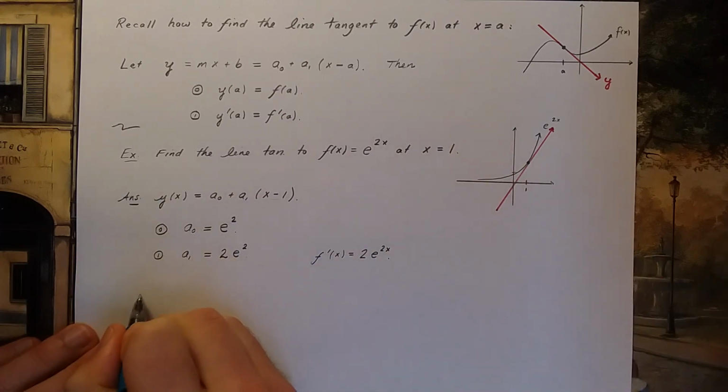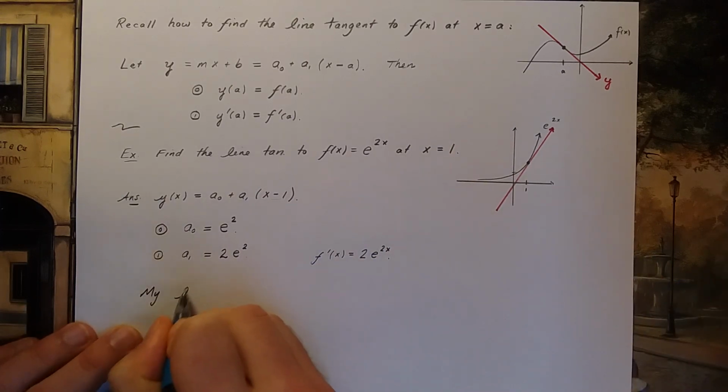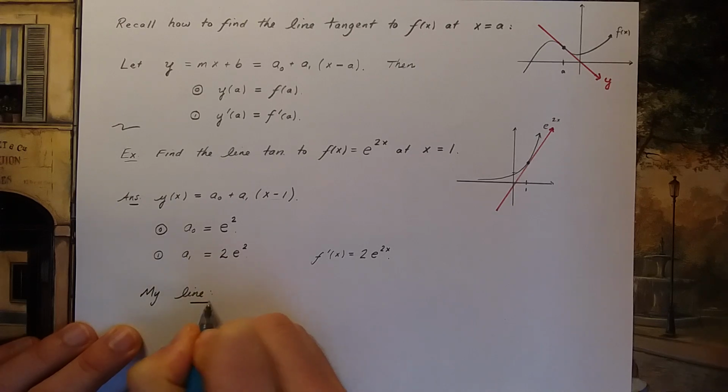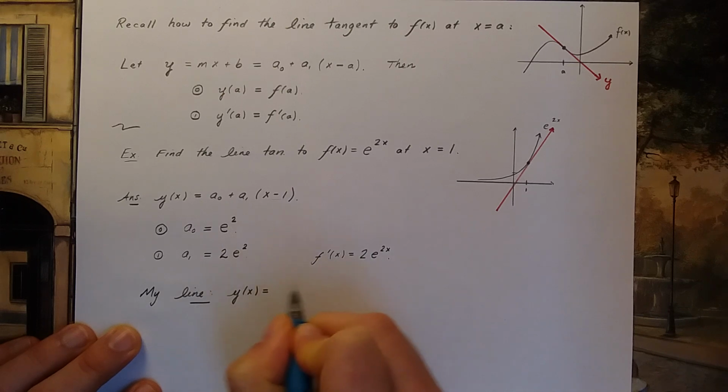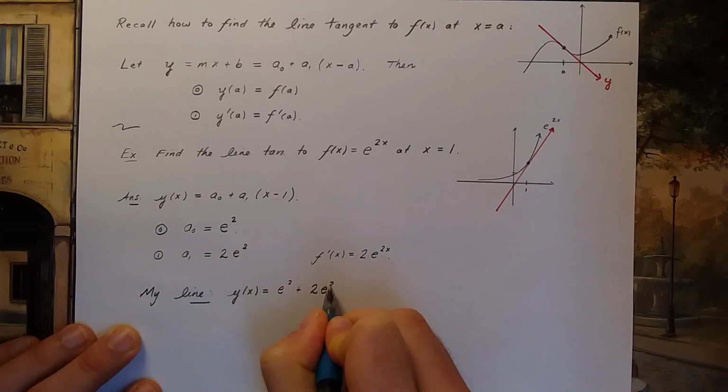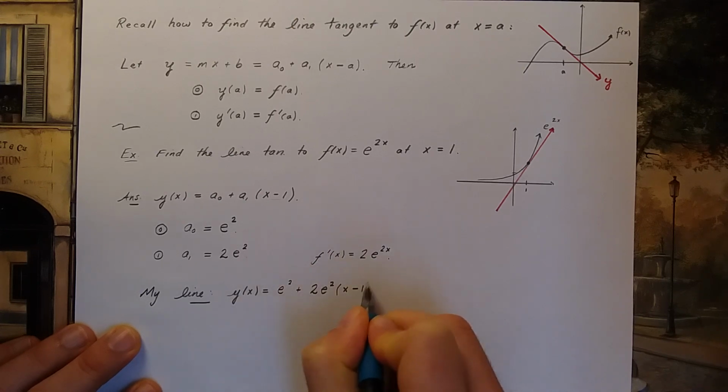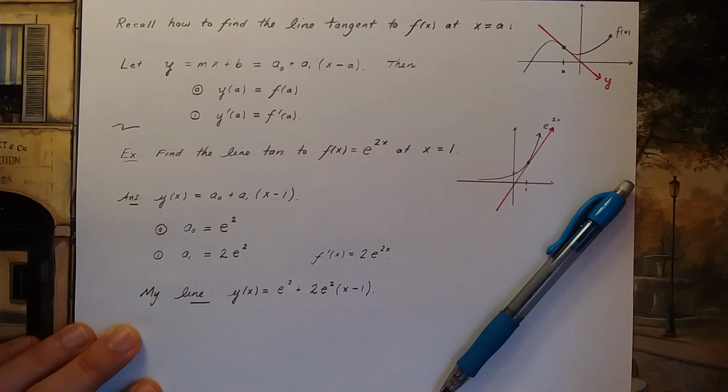So I know my line. I'm done. My line y of x is a0, which is e squared, plus a1, which is 2e squared, times x minus 1. All right, perfect.